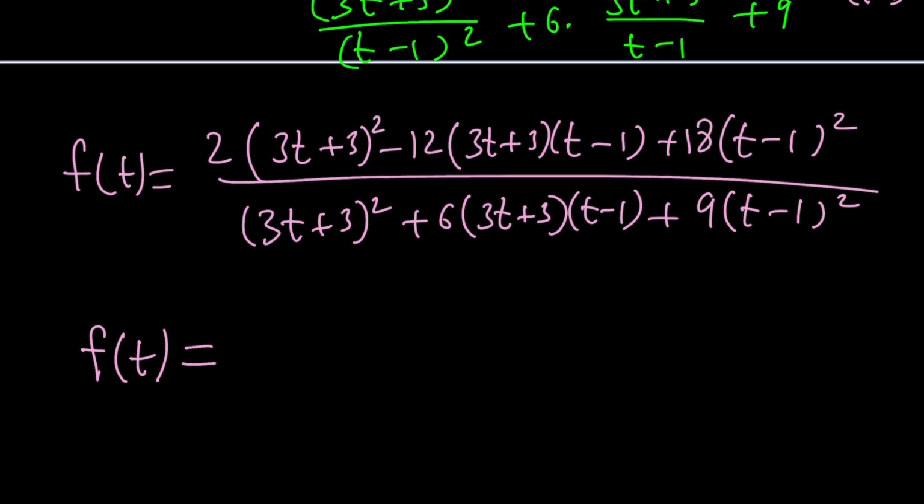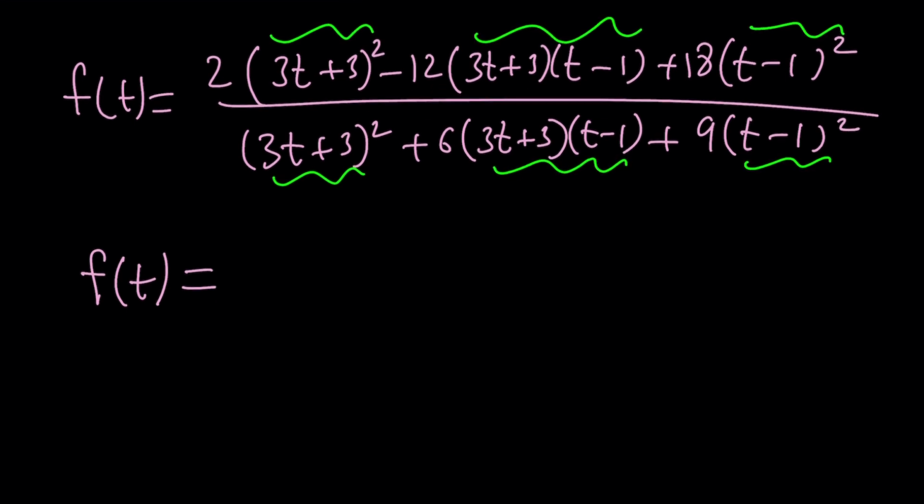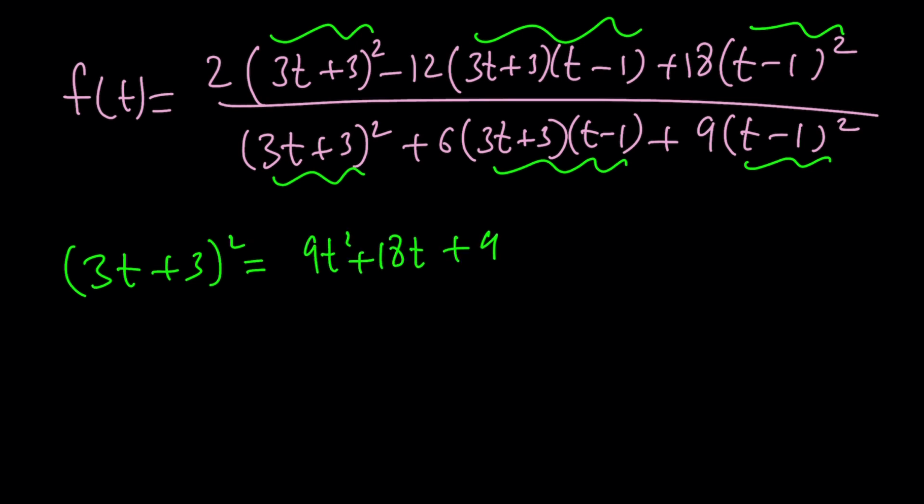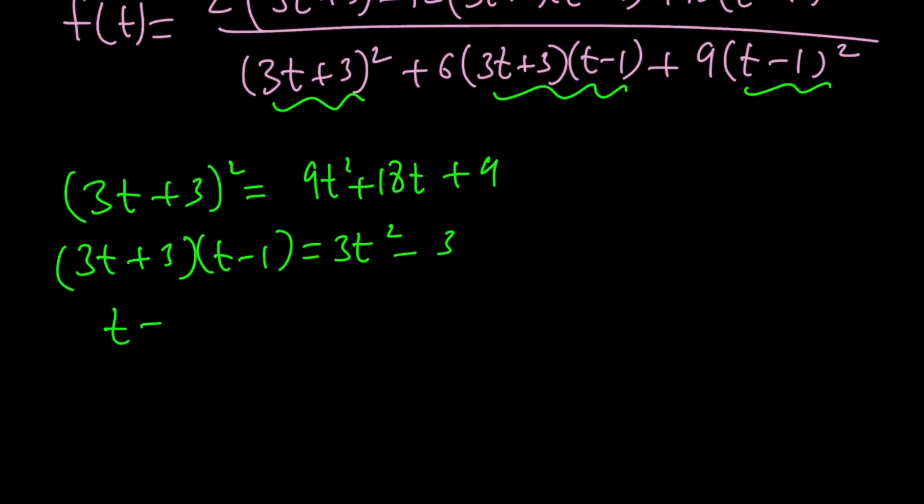So I could probably just multiply these, because these two are going to be the same, and these two are going to be the same. So why don't we do those separately and then just substitute? For example, (3t plus 3) squared is going to be 9t squared plus 18t plus 9. And then (3t plus 3) multiplied by (t minus 1) is going to be 3t squared minus 3t plus 3t. They're going to cancel out, leaving us with minus 3. So that was simple. And (t minus 1) squared is just going to be t squared minus 2t plus 1, as you should know.